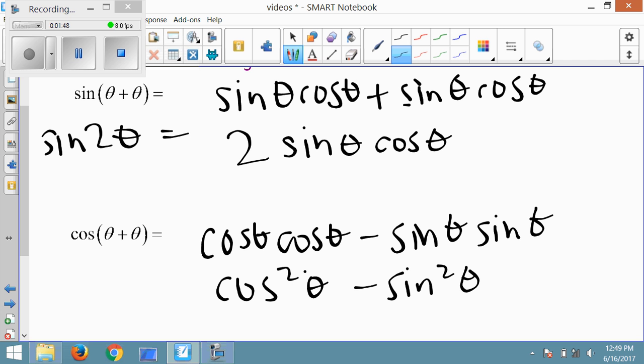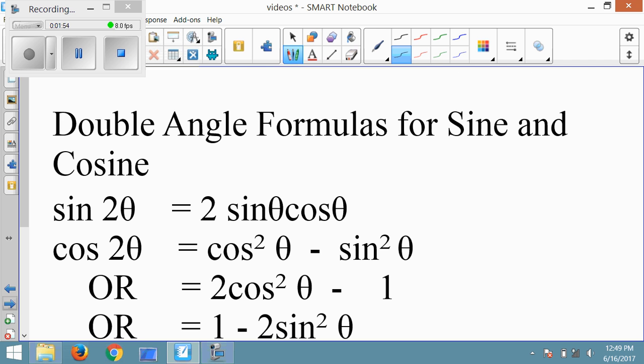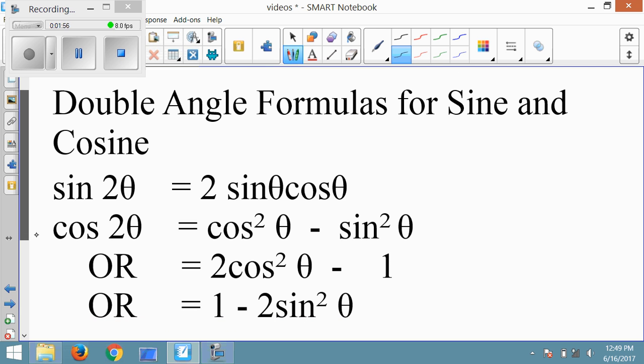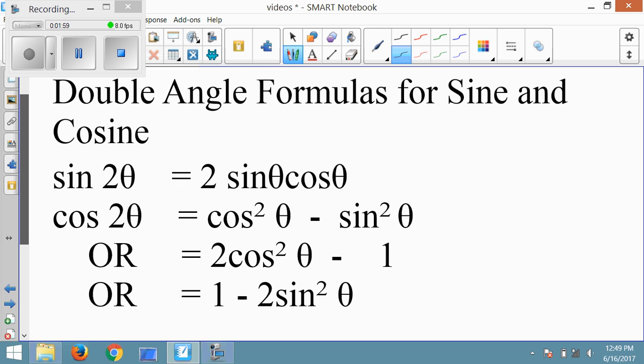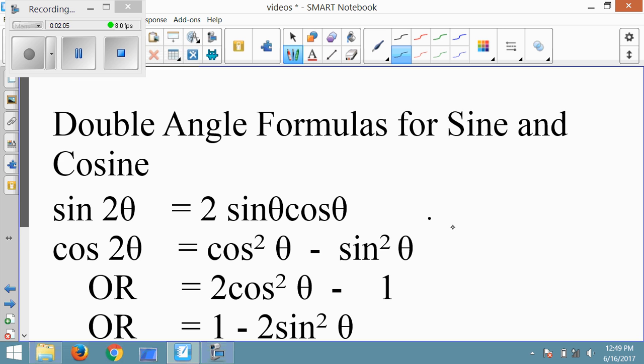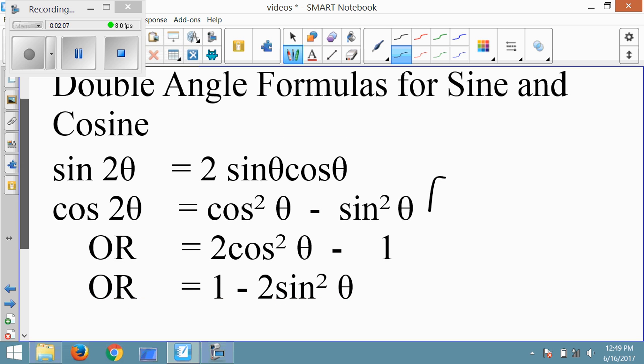And with that one, we can actually combine. We can keep it as that, or we can write it two other ways. So these are what you want to write down. The sine of 2 theta equals 2 sine cosine. And the cosine of 2 theta, this is it.